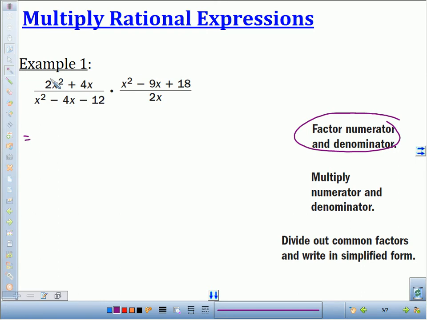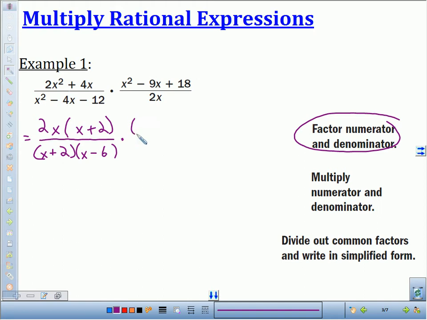In this case, we can factor out 2x from 2x squared plus 4x. Factor out a greatest common factor. Gives us 2x times x plus 2 on top. On the bottom, factoring this denominator, this is a trinomial. It begins with x squared, so I'm going to start with my parentheses and my x's. The last number is negative, so one's going to be positive and one's going to be negative. And the factors I'm looking for would be negative 6 and positive 2, because negative 6 times 2 is negative 12. Negative 6 plus 2 is negative 4.